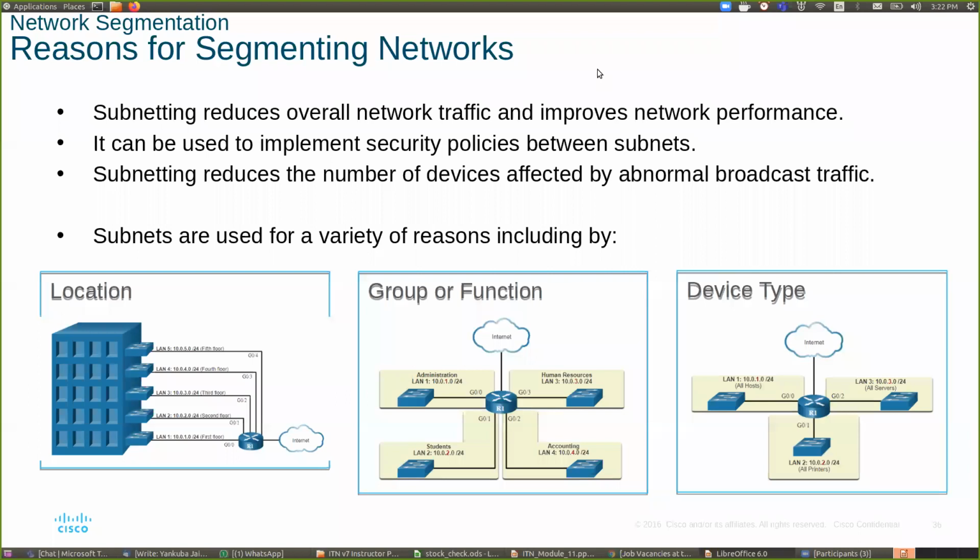The reason for segmenting a network is that it reduces overall network traffic and improves performance. If you segment your network, that can result in better performance of your network, and it can also result in better security of the network. So that is why people will have to segment their network, to avoid a lot of network devices being in one group.